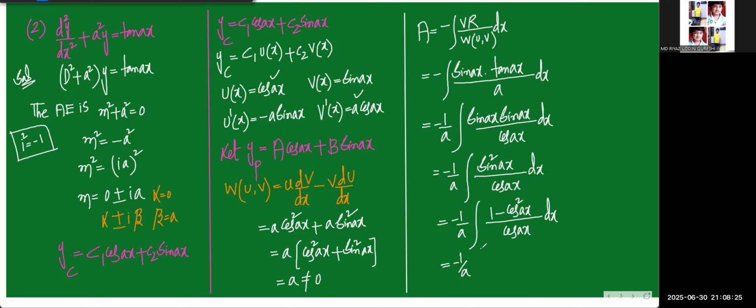Minus 1 by a. Let us split the terms. Integral of 1 by cos ax, let us apply dx also for this, minus again integral of cos square ax by cos ax into dx. The square and this denominator cancel. Rest of the steps I will write on the next page because it is very important.